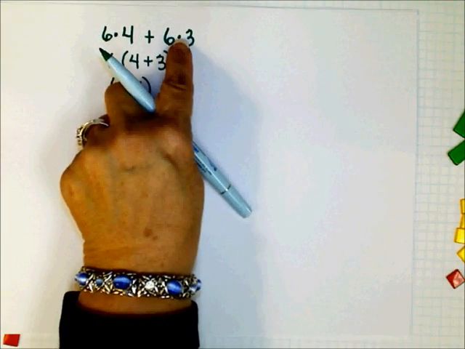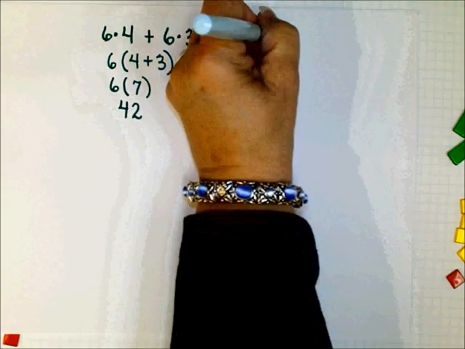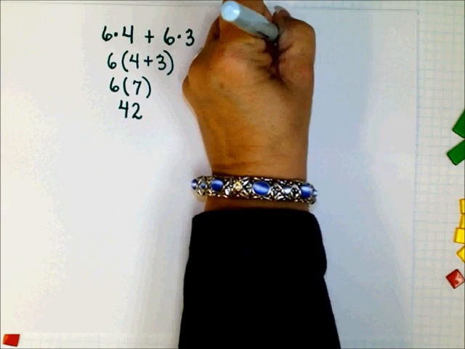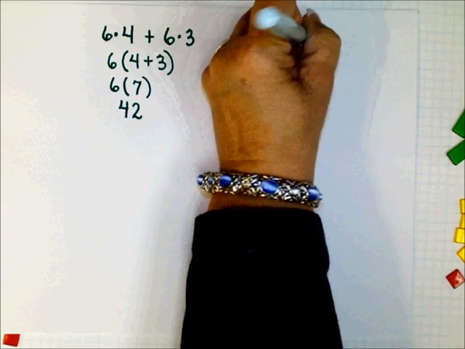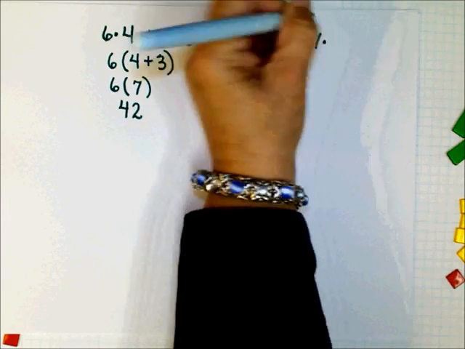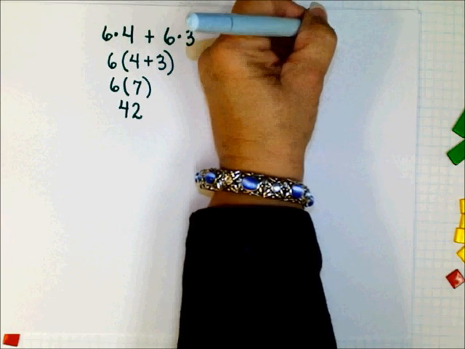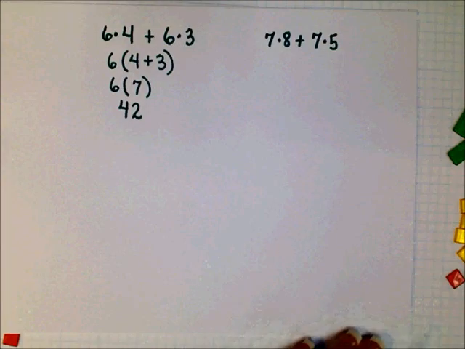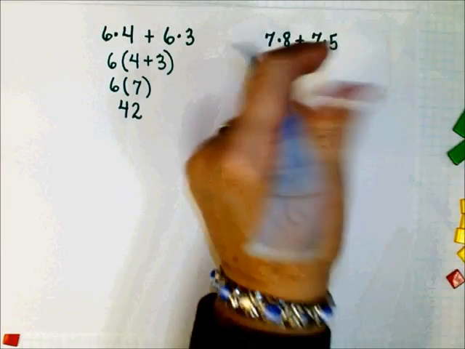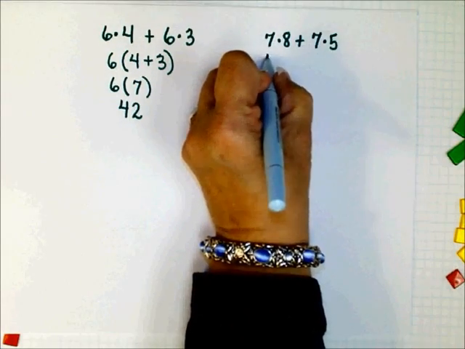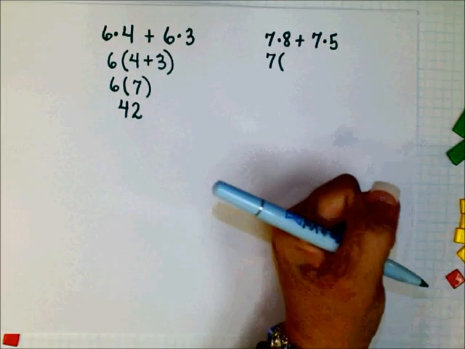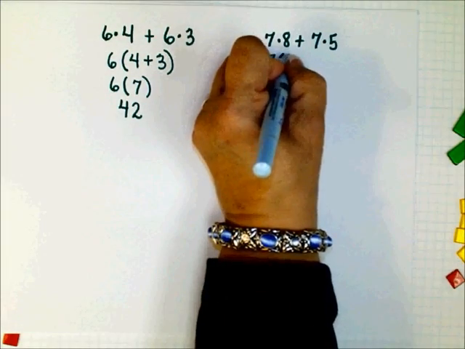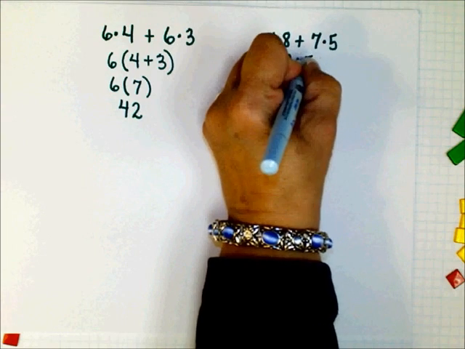Okay, let's look at another example. 7 times 8 plus 7 times 5. Okay, so I have 7 distributed to 2 things. So I can take my 7 and it goes outside the parentheses, and then 8 plus 5.